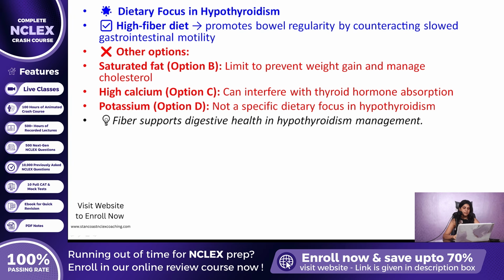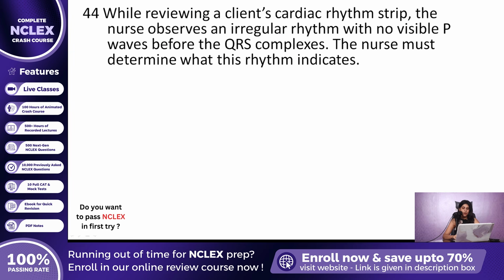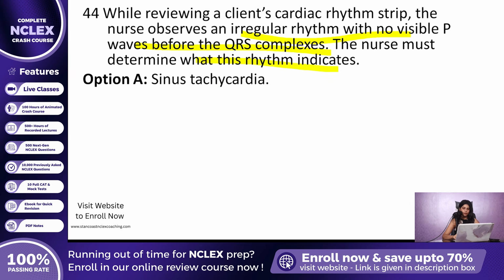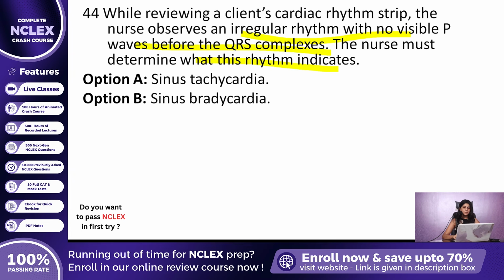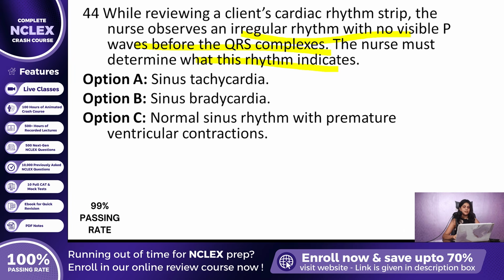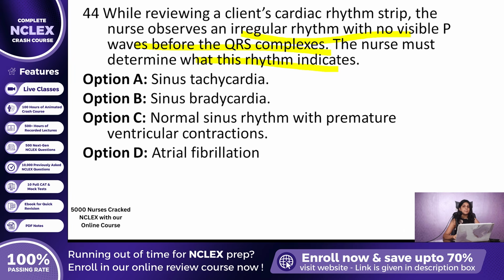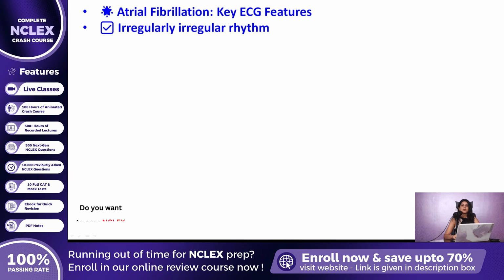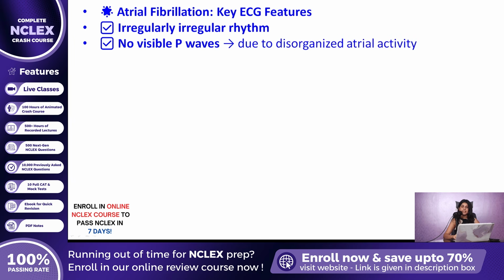Question 44. Let us now shift to interpreting cardiac rhythms. While reviewing a client's cardiac rhythm strip, the nurse observes an irregular rhythm with no visible P waves before the QRS complexes. The nurse must determine what this rhythm indicates. The options are option A, sinus tachycardia. Option B, sinus bradycardia. Option C, normal sinus rhythm with premature ventricular contractions. Option D, atrial fibrillation. The correct answer is option D, atrial fibrillation. The explanation is that atrial fibrillation is identified by an irregular rhythm and the absence of visible P waves due to disorganized atrial activity.